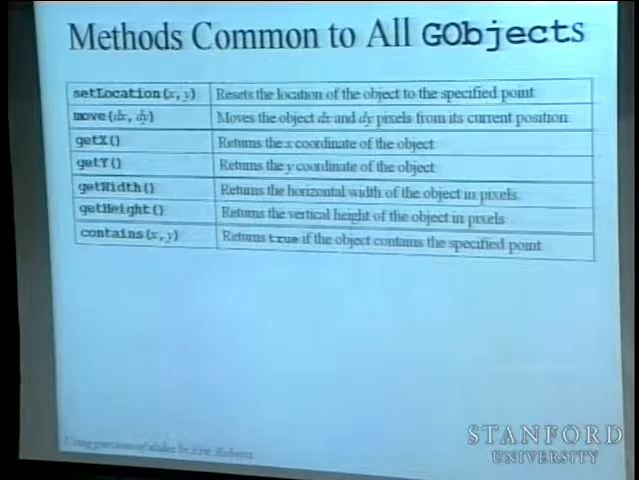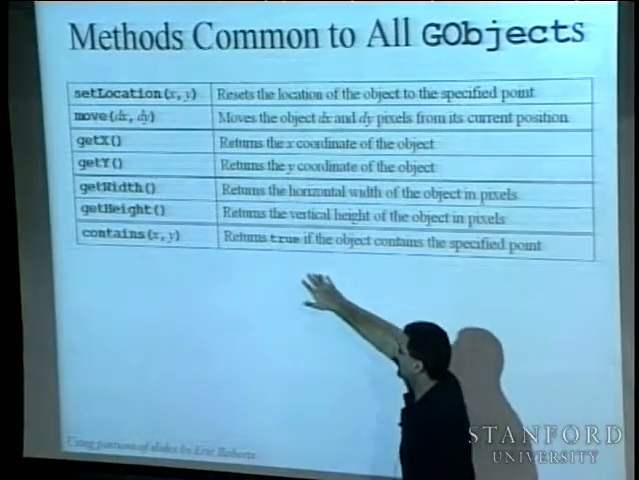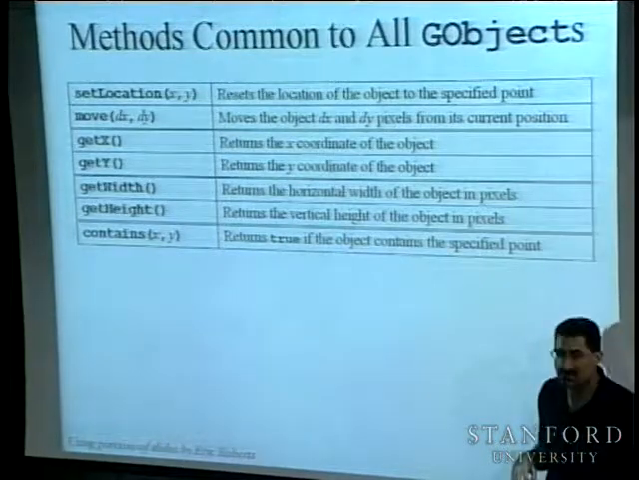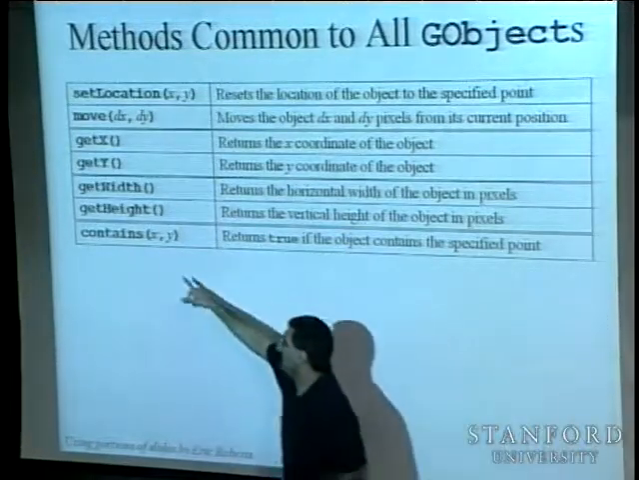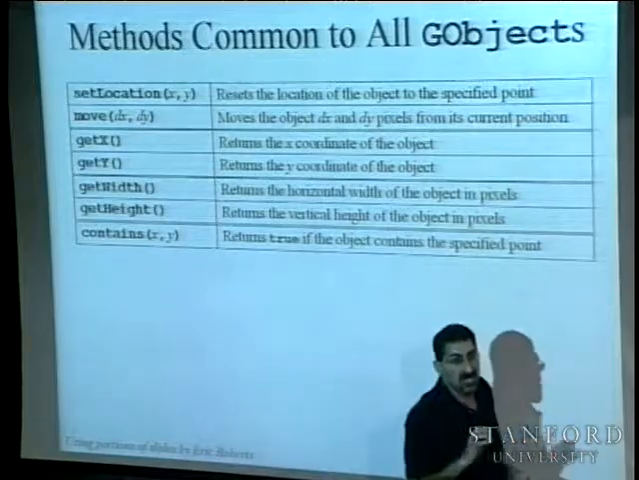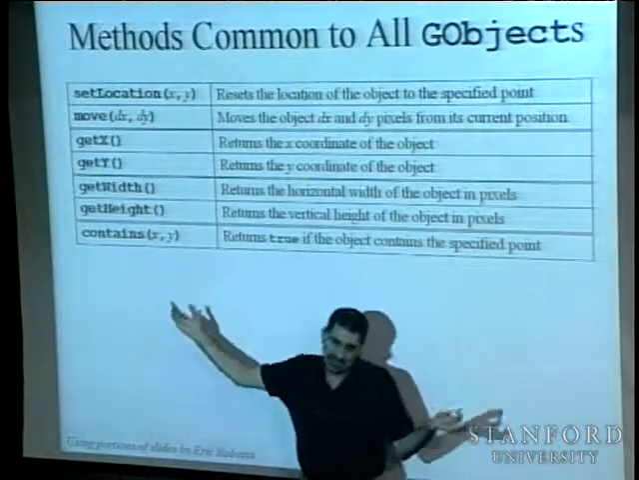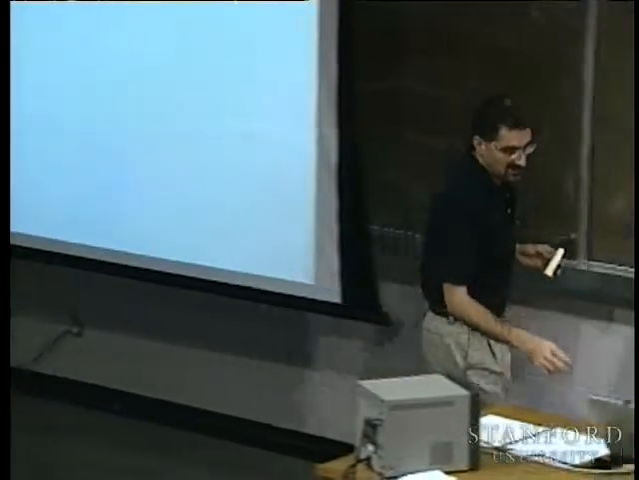Contains, which is also kind of similar to get element at, but a little bit different. It actually returns true or false. It basically returns true if an object contains the specified point. So this is a method you call on a particular object. So you can tell some rectangle, hey, do you contain this point? And it'll say yes or no, or true and false, if it actually contains that point.